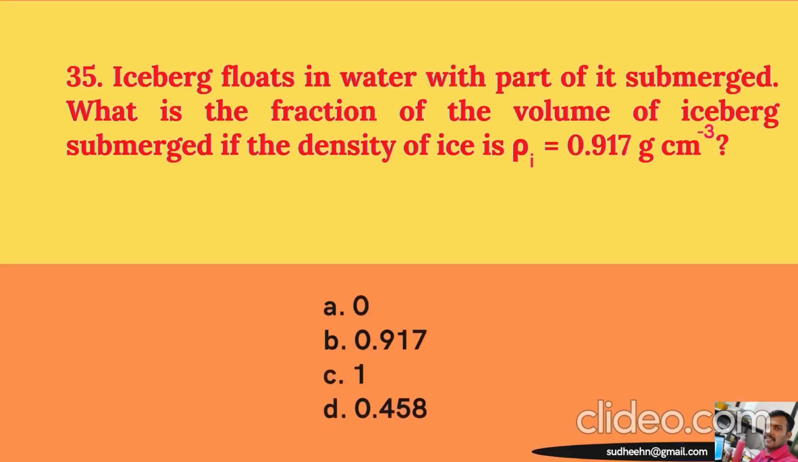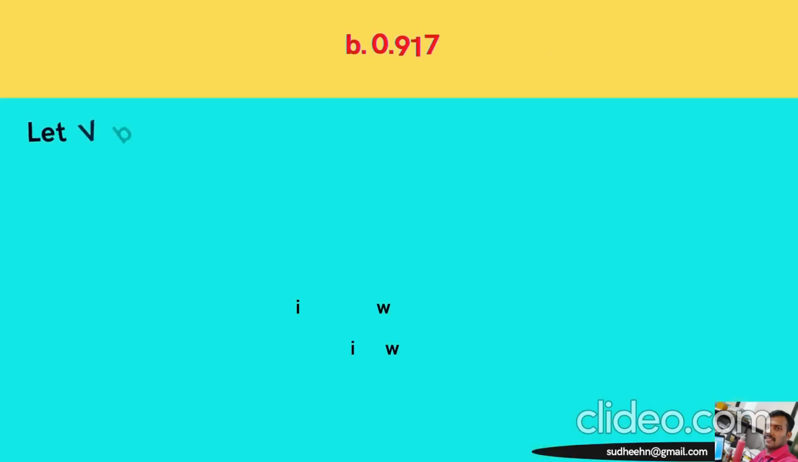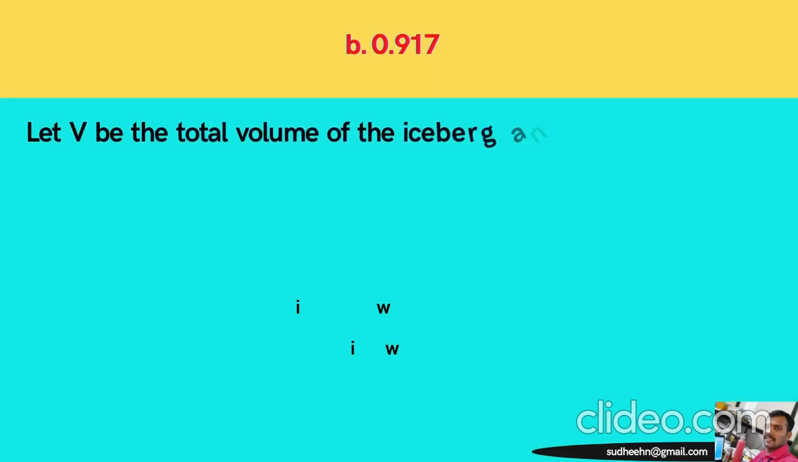Next question, 35. An iceberg floats in water with part of it submerged. What is the fraction of volume of the iceberg submerged if the density of the ice, rho I, is equal to 0.917 grams per centimeter cube? Options are option A, 0, option B, 0.917, option C, 1, and option D, 0.458. And the right answer is option B, that is 0.917.